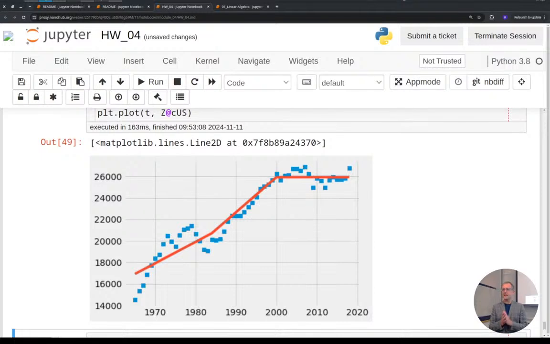I don't know. 1984 doesn't seem to be a great year to say this is when things changed. There was something weird going on because it is dropping, but it doesn't seem to fit the data much better to say that it was 1984.